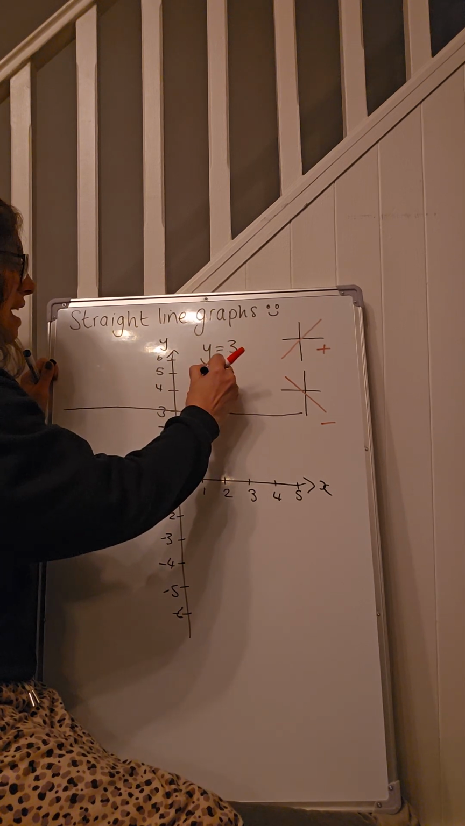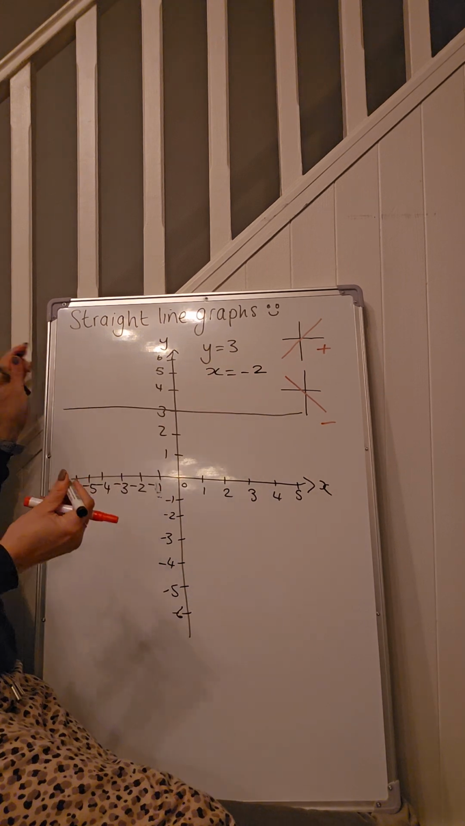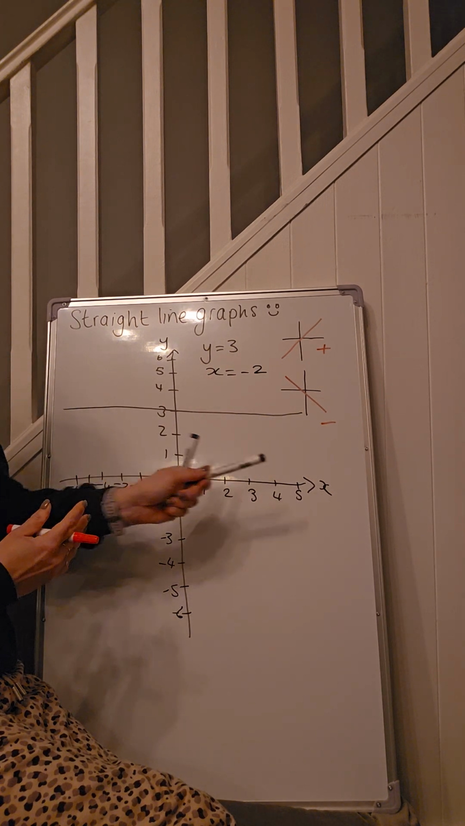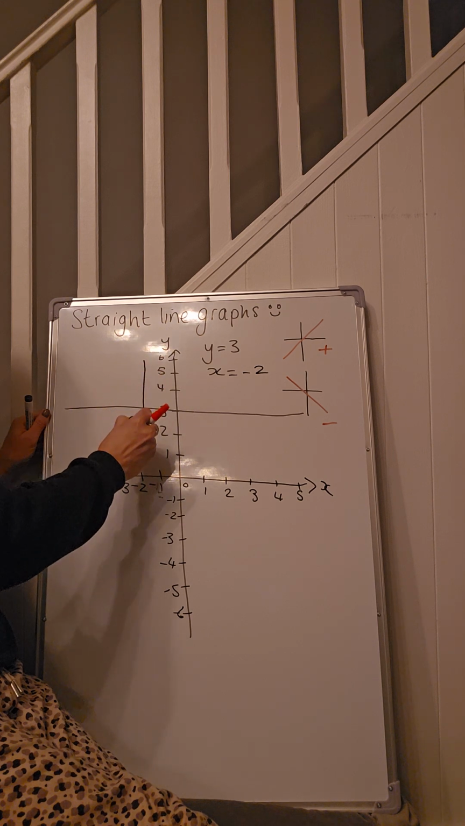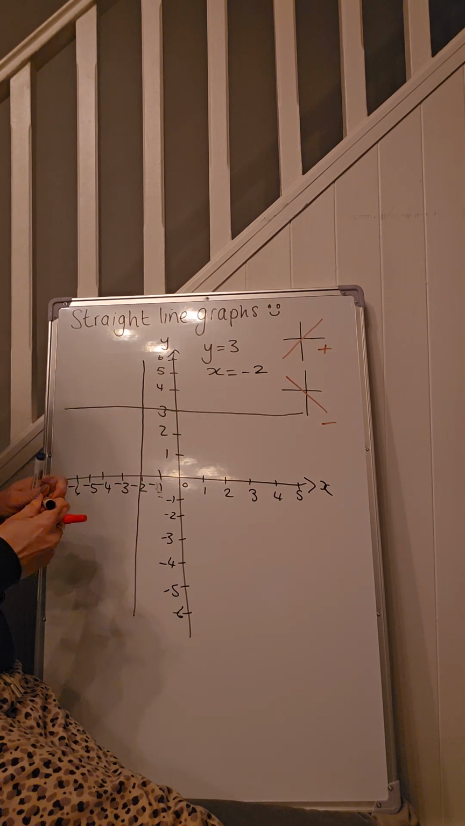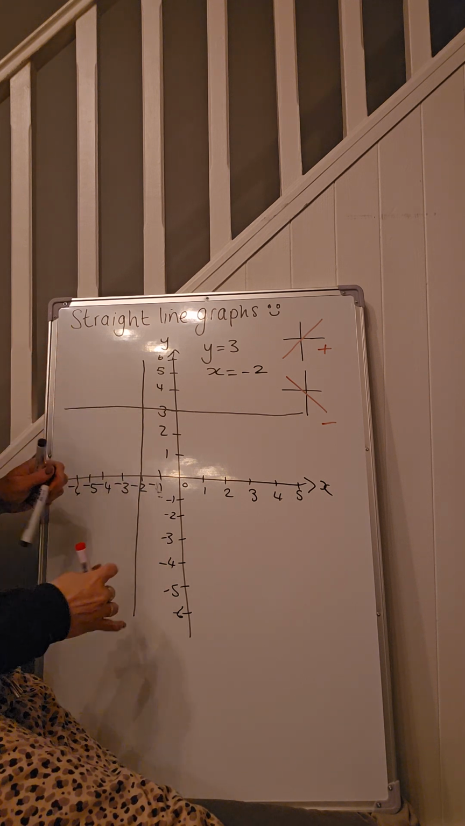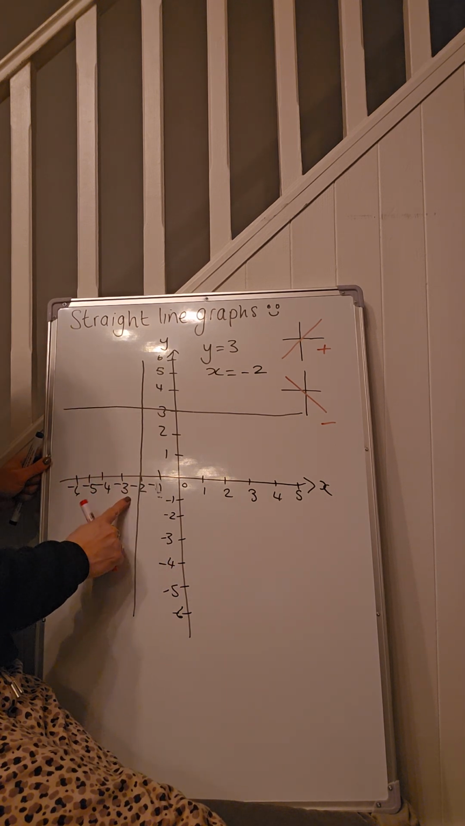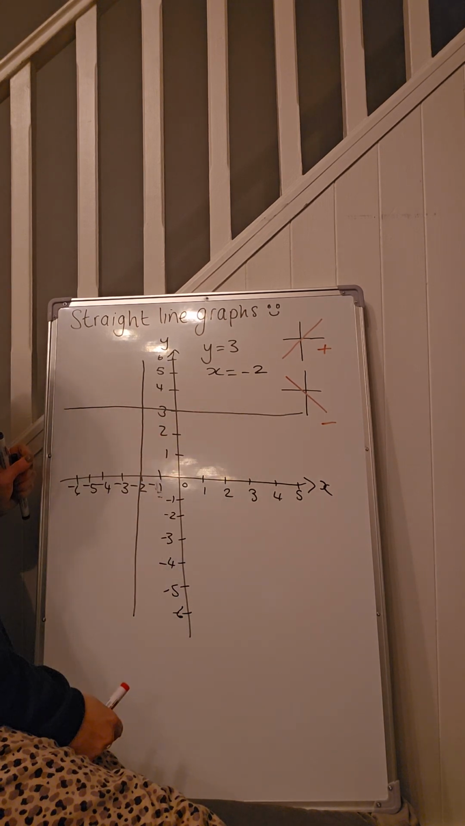If I had x equals minus 2, I would find minus 2 on the x axis, and I would draw a straight line down through minus 2, because whatever value y has, x is going to be minus 2. So if y is minus 3, x is still minus 2. Okay, so these are nice proper straight line graphs.